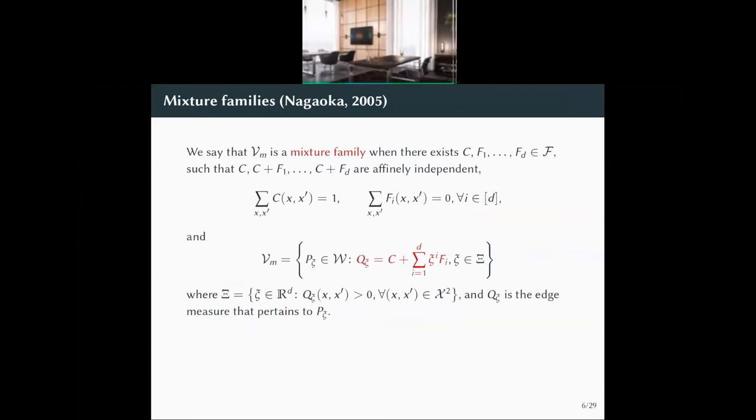Next, besides exponential families, we also define mixture families. We'll say that M is a mixture family when its edge measure can be written as a mixture. Right? So there exists a set of F1 to FD such that you can write every edge measure of every member of this family in this way. All right.